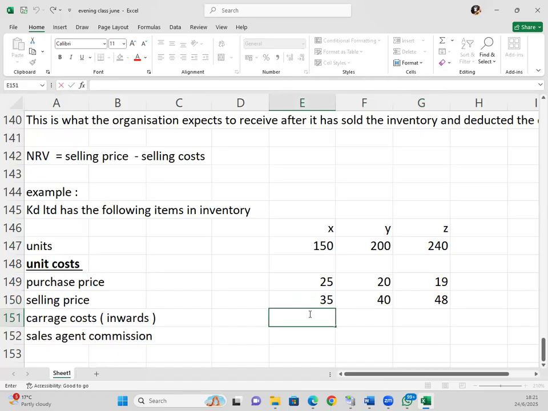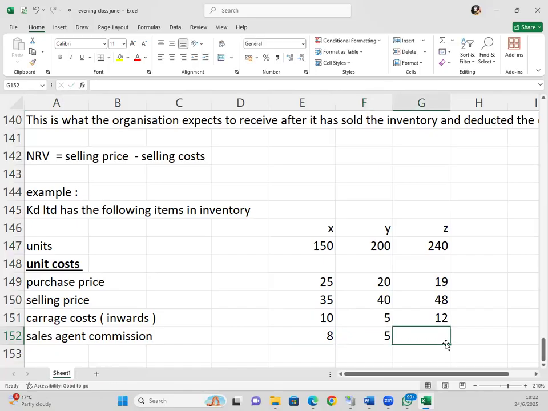Then the carriage cost, this one 10, 5, 12. Sales agent's commission, this one 8, this one 10, or we can say for this one, let's say 5. Then for this one, 15.